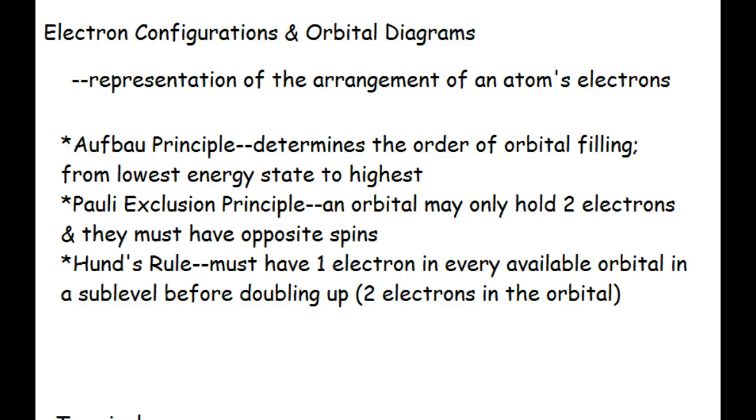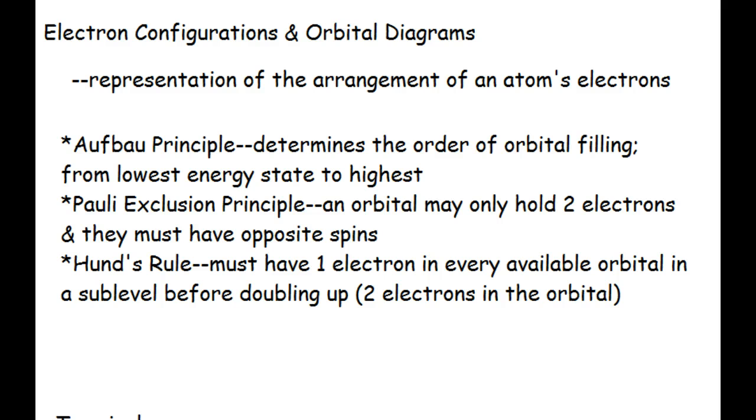Now, what those things do is represent the arrangement of an atom's electrons. Why do we care about that? Well, the arrangement of an atom's electrons determines its chemical properties, and that is what determines whether or not something reacts, the compounds it can form, and a lot of other properties.